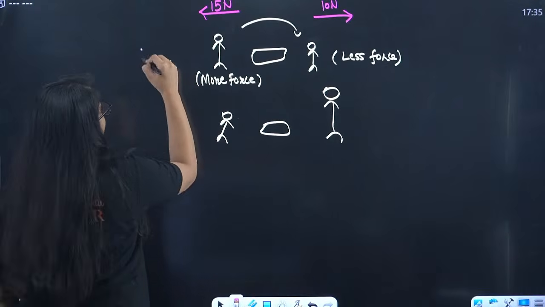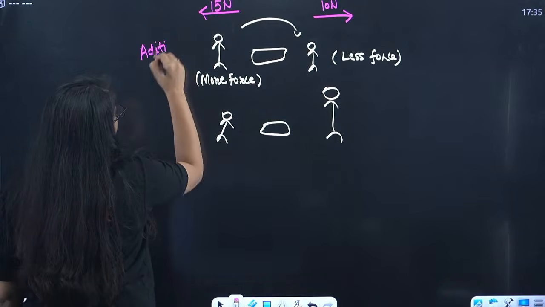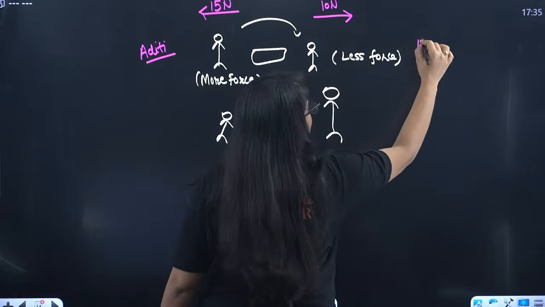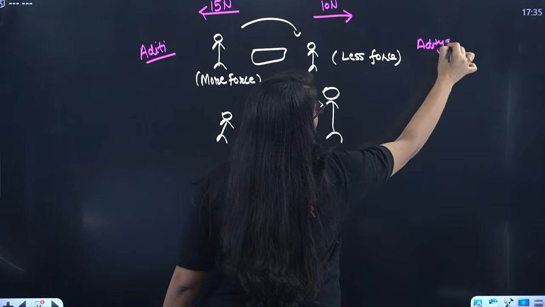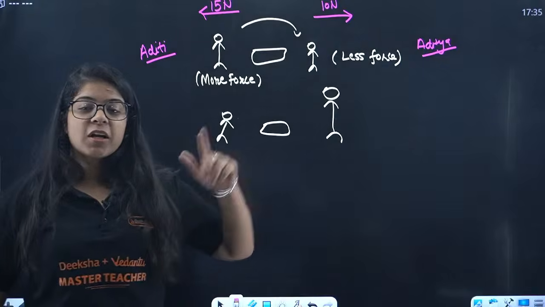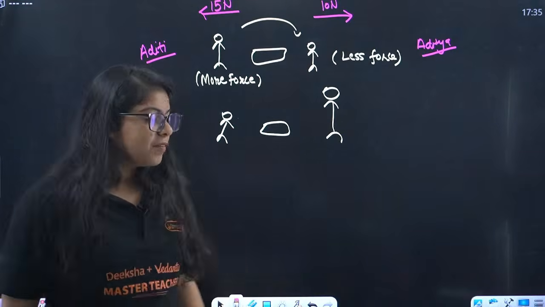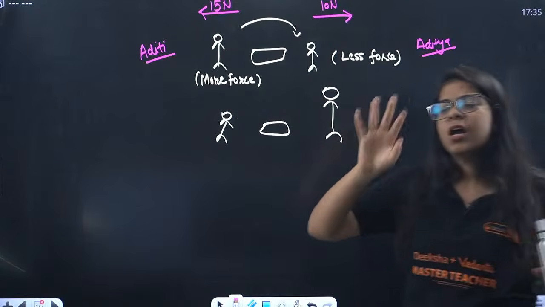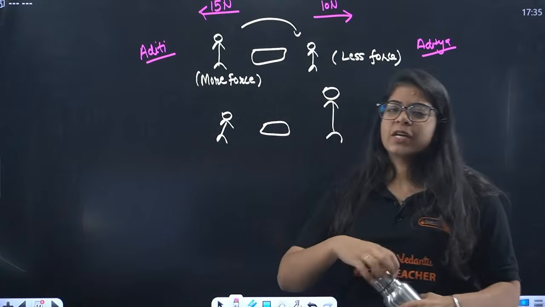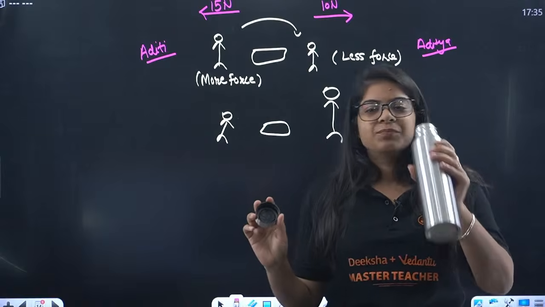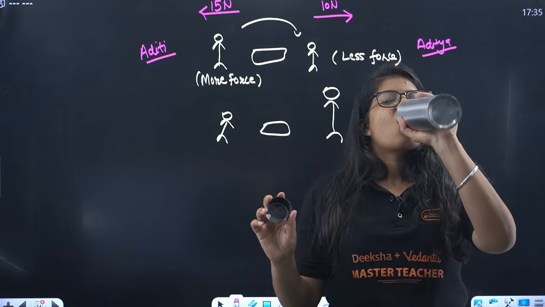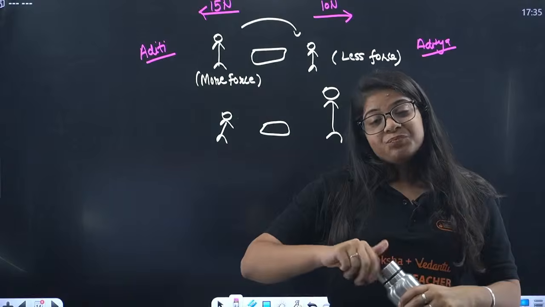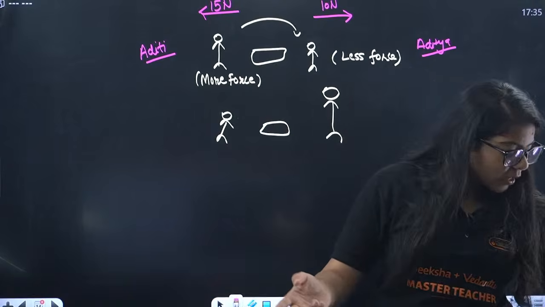This is your Aditi Ma'am. And this is my brother. Okay, his name is actually Aditya. So who will get the chocolate? I will get the chocolate or he will get the chocolate? 15 Newton force, 10 Newton force. Just use your common sense. Don't even use all the topic of your force. So who will get the chocolate? Of course, I will get the chocolate, right?